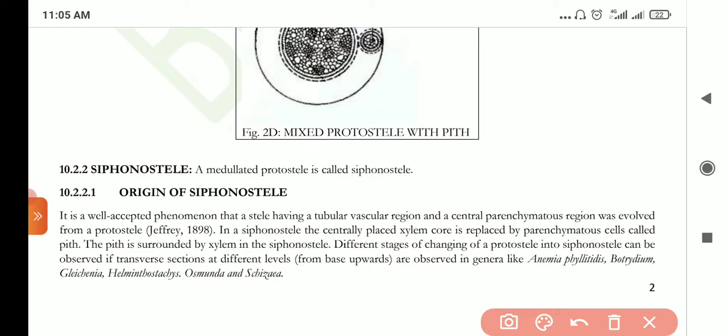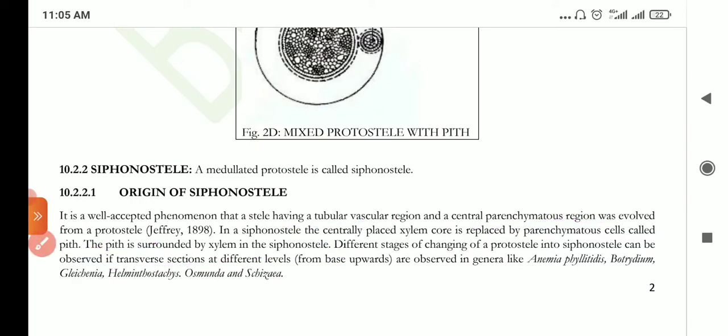So let's look at how they originate. A stele having a tubular vascular region and a central parenchymatous region evolved from the protostele. So again, the siphonostele came from the protostele itself. Then the pith is surrounded by xylem in the siphonostele.